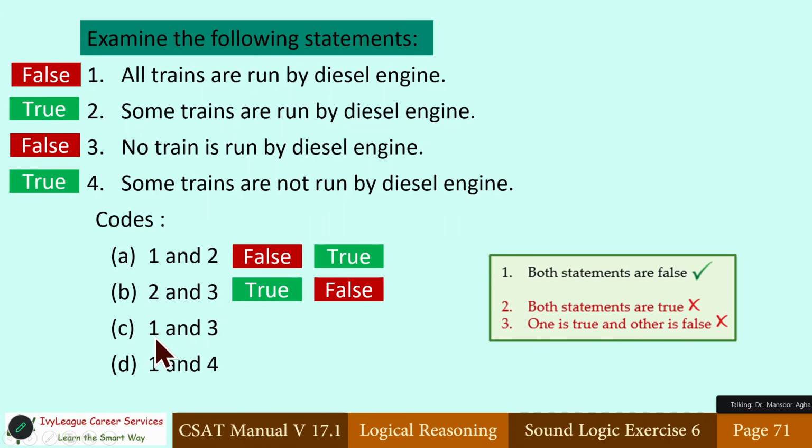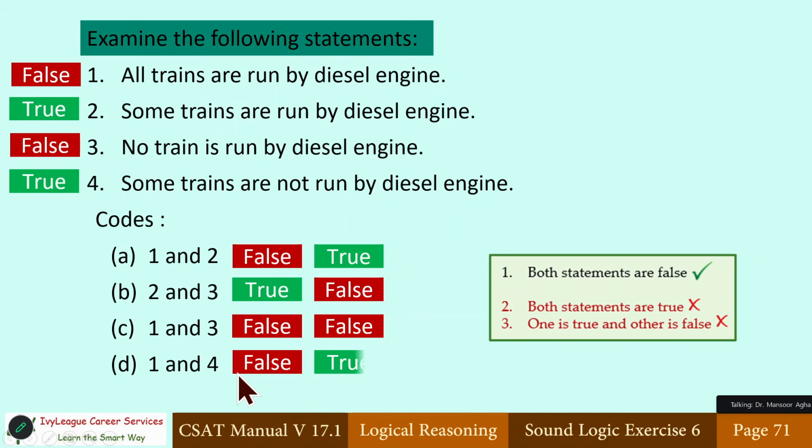Let's look at option C. It says 1 and 3. We know that statement 1 is false and statement 3 is also false. As a result, 1 and 3, both of them are false. Option D says 1 and 4. 1 is false and 4 is true. As a result, 1 and 4 are false and true respectively. Remember, the right answer would be the one where both the statements are false, and that is a requirement which is being met only by option C. So this is the correct answer. This is the answer that we need to choose.